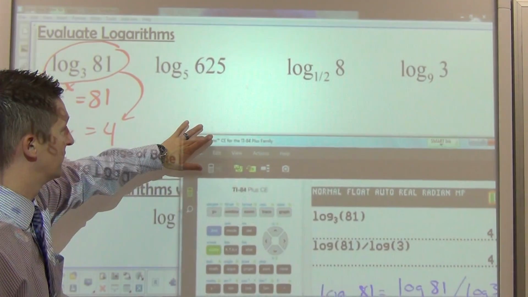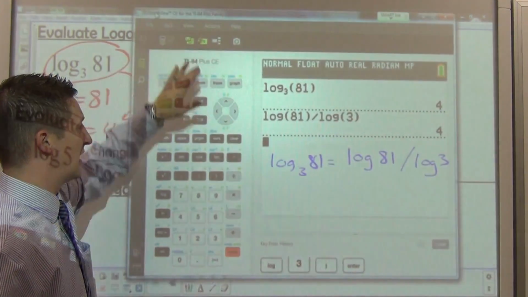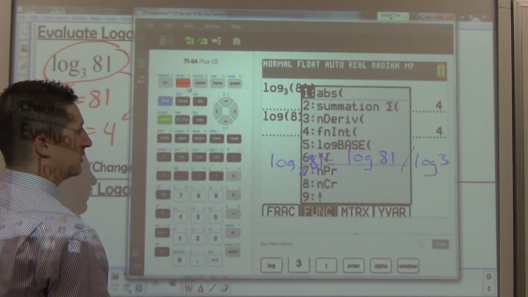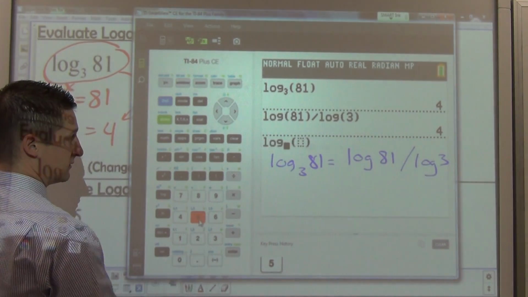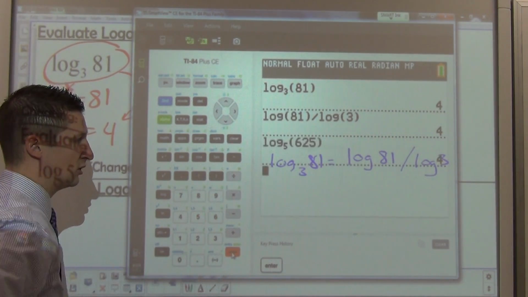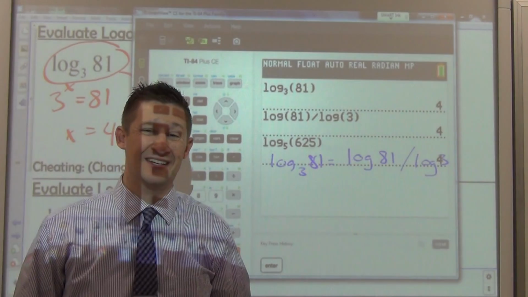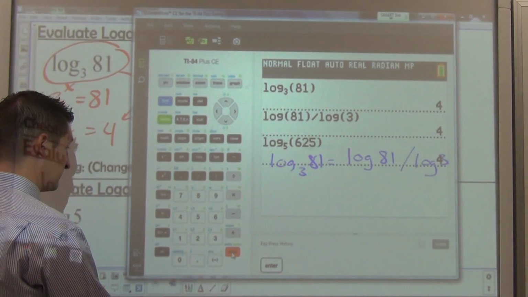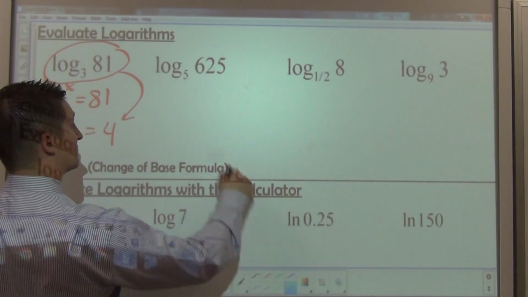Let's do a couple more. The log base 5 of 625. Okay, so log base 5 of 625, hit enter, equals 4, because 5 to the fourth power is 625. So you kind of get how that works. I get 4 for this one.